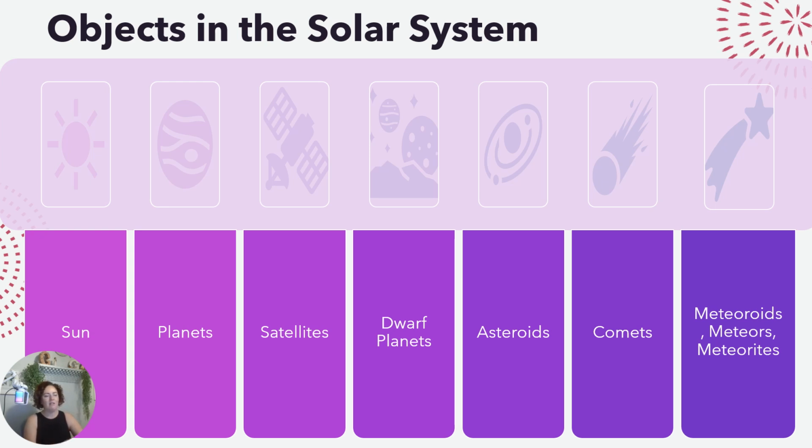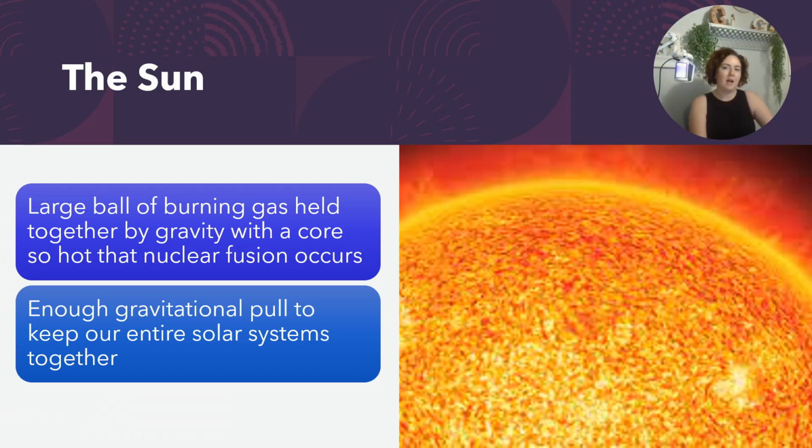So these are the 7 main objects we are going to talk about within our solar system. But know that there could be so much more. Each of these, minus the sun, has thousands potentially within our solar system. So let's talk about the sun. I'm not going to spend a whole lot of time on this because we spent a whole day on it, just the sun and the earth, back in our seasons unit. So let's talk about the role the sun plays within our solar system.